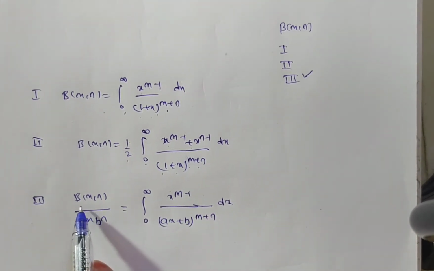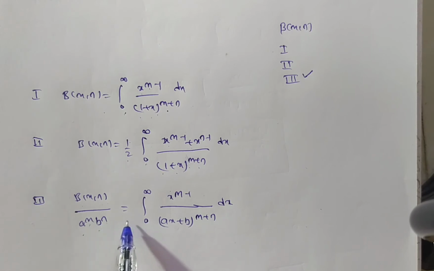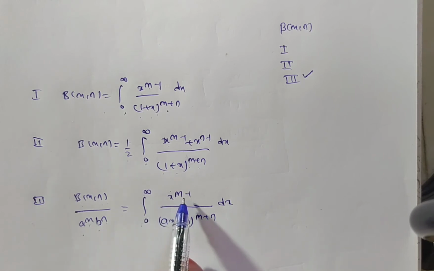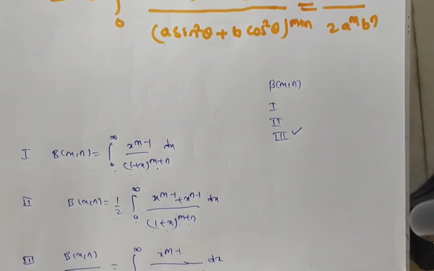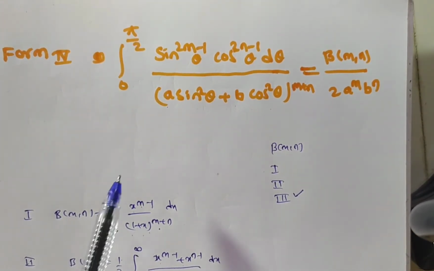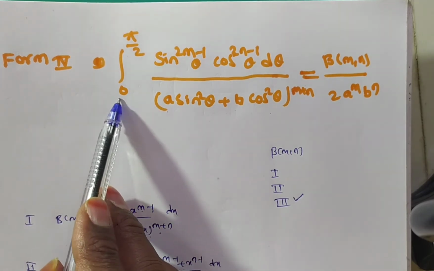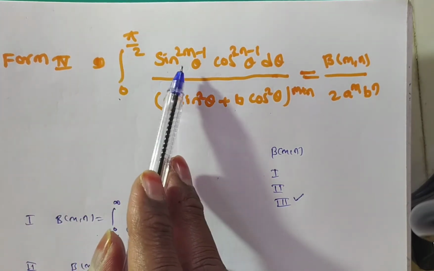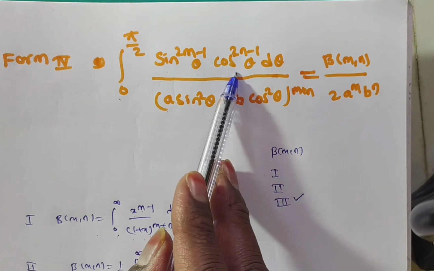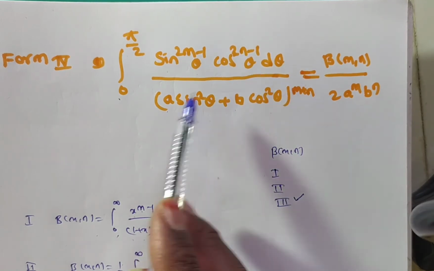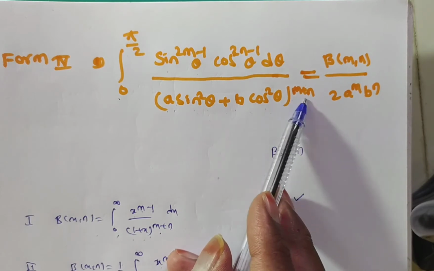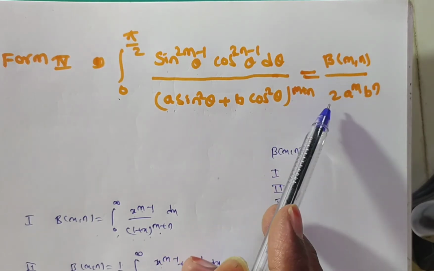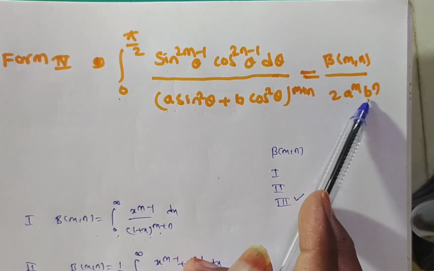Third standard form: beta of m comma n by a to the power of m into b to the power of n is equal to integral 0 to infinity x power m minus 1 by (ax plus b) power m plus n dx. Now observe standard form 3. Now we have to prove this: integral 0 to pi by 2 of sin to the power of 2m minus 1 theta cos to the power of 2n minus 1 theta d theta divided by (a sin square theta plus b cos square theta) power m plus n is equal to beta of m comma n by 2a power m b power n.